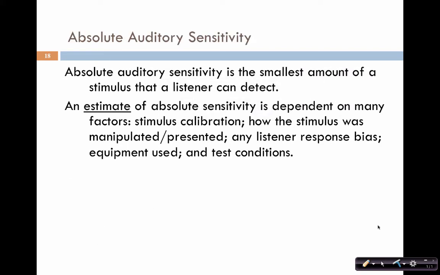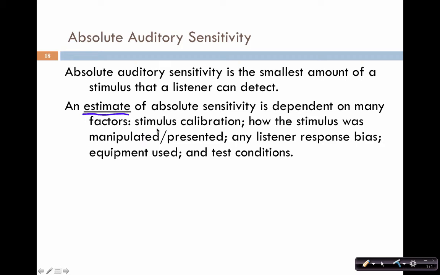So to focus on absolute auditory sensitivity, we're talking about what's the smallest amount of an acoustic stimulus in terms of its amplitude that a listener can detect. What we have to try to do is to make an estimate of what that sensitivity is. We have to sort of make a measurement and an estimate of that. And again, as I said on the slide prior to this, tests of absolute sensitivity are the basis for clinical audiometry.